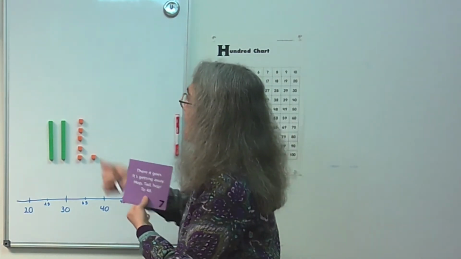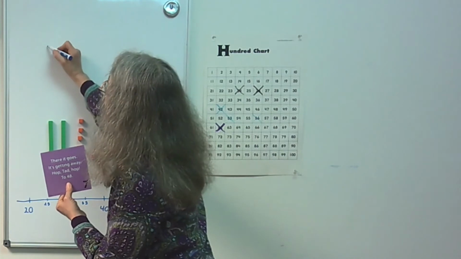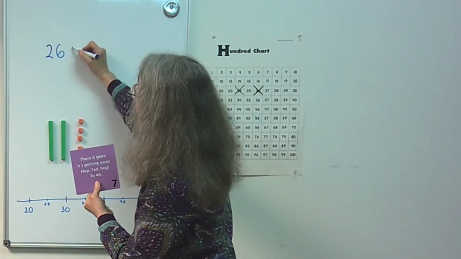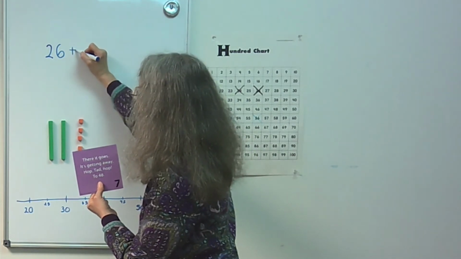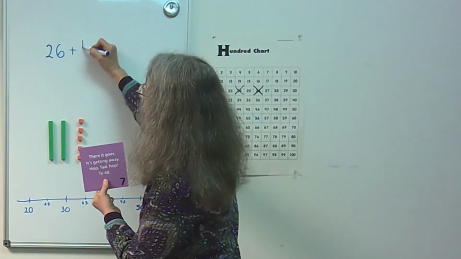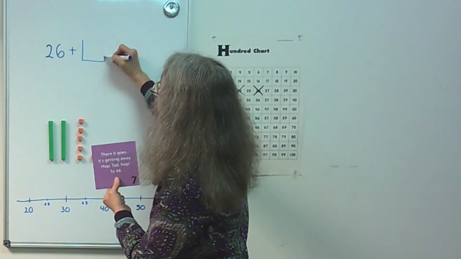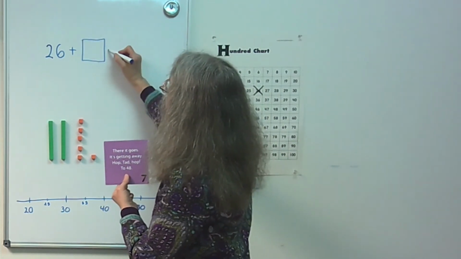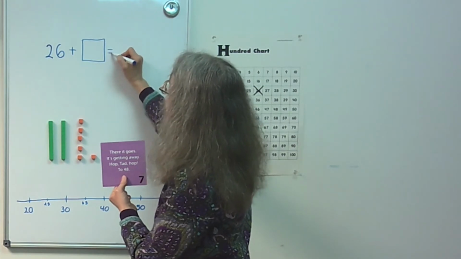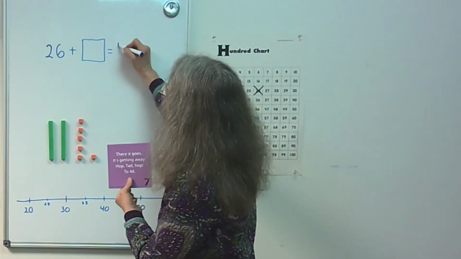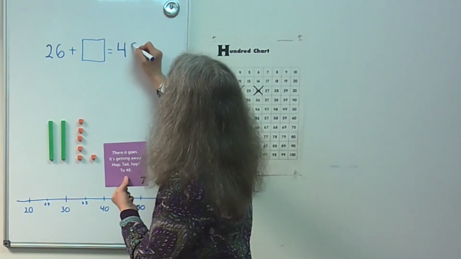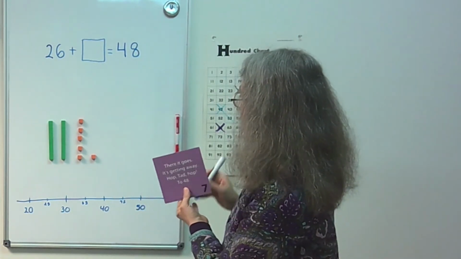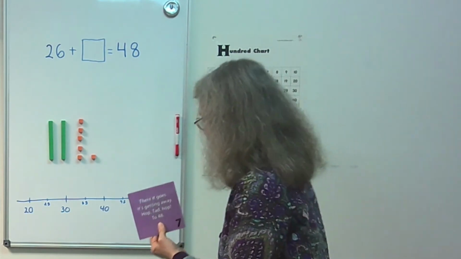All right, we started at 26, and Tad helped us know we're going to add because we're going to get to 48, but we don't know how many hops yet to get there. You might have figured that out in your brain. That's great, and anyone doing that could explain it to me later. We're headed for 48. That's our equation, but we need to figure out how we're going to do that.